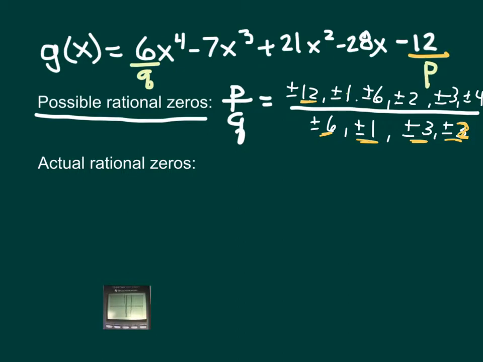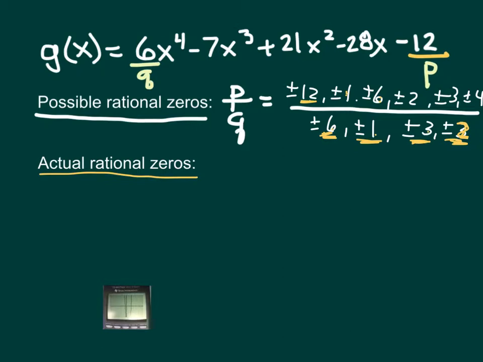We could have 1/6, we could have 1 over 1, we could have 1/3, 1 over 2, 6 over 6, 6 over 1, etc. What I'm getting at here is when I'm looking at this and trying to decide my actual rational zeros, I want to consider 6 integer values because we're dividing by 1, thirds, and halves. We don't need to worry about fifths, quarters, or anything like that.